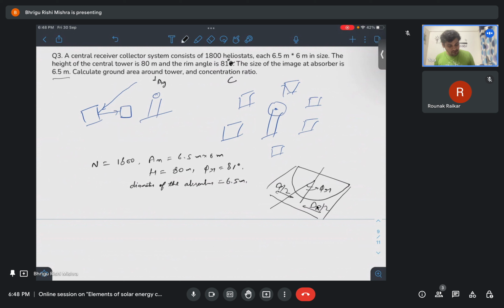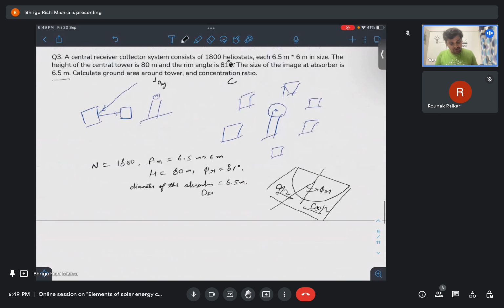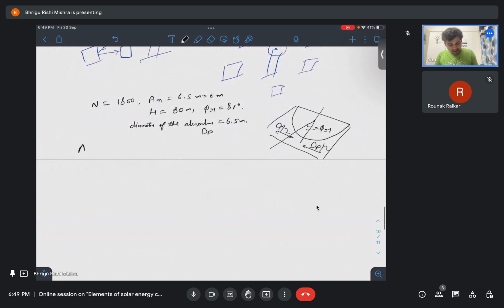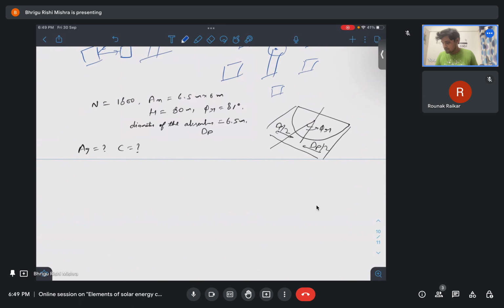So dp is 6.5, that means it is equal to the size of the image, because the image will be at the receiver surface, so whatever the size of the image will be the size of the receiver. Okay, so we have to calculate the ground area, that means AG, and the concentration ratio C.